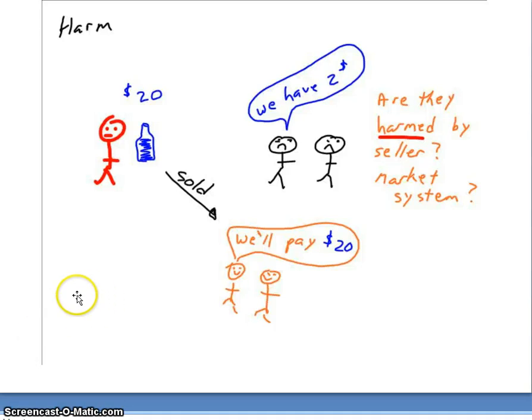Okay, let's continue on with the price gouging case, except this time we're going to ask yet another type of question. We want to know whether anybody is being harmed in this situation. We've got our seller here pricing the water at $20.